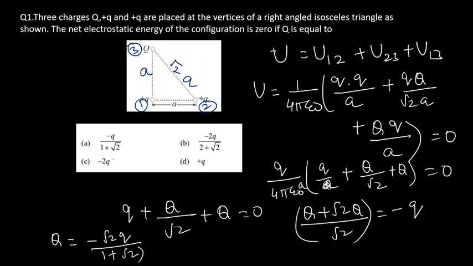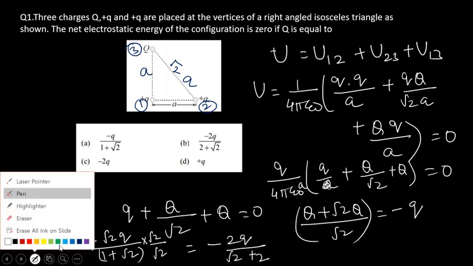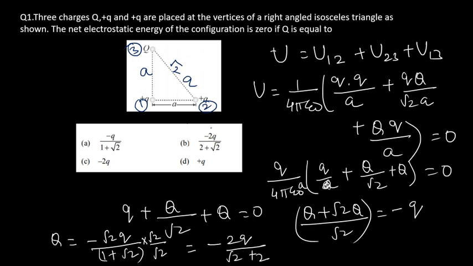But there is no answer like this. So we multiply and divide this by root 2, and we will get minus 2Q upon root 2 plus 2. That is the answer. So the answer will be B.